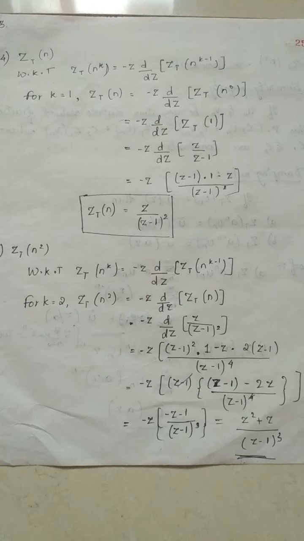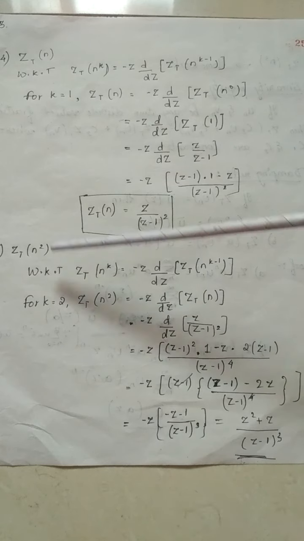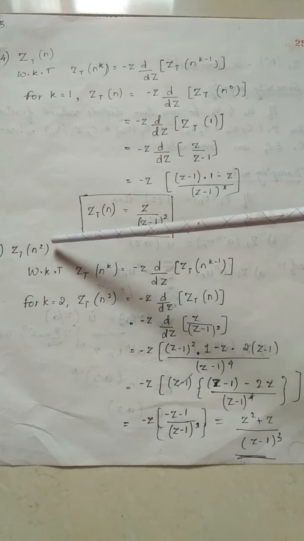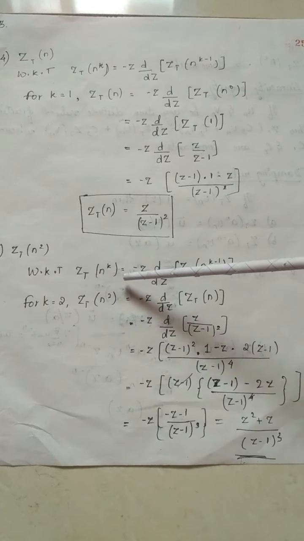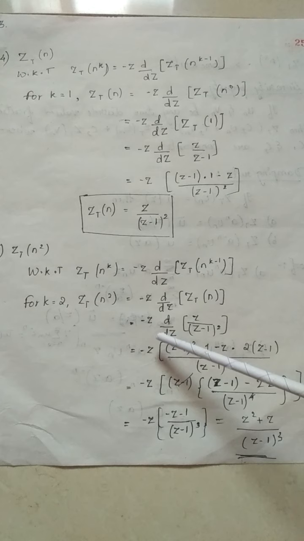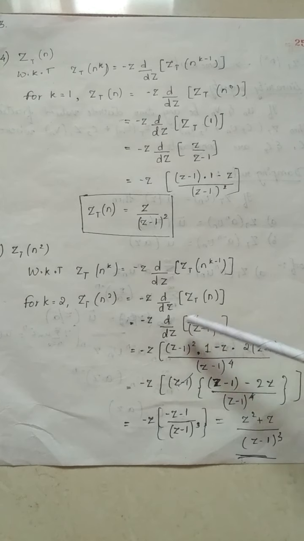Similarly, we can also find the z transform of n square. To find the z transform of n square, we are using the same result and replacing k by 2. We already know the result, z transform of n to the power k is minus z d by dz of z transform of n to the power k minus 1. Here put k is equal to 2. So then we get z transform of n square, that is minus z d by dz, right hand side replace k by 2, we get z transform of n. Then minus z as it is, d by dz of z transform of n, we know it is z upon z minus 1 whole square.